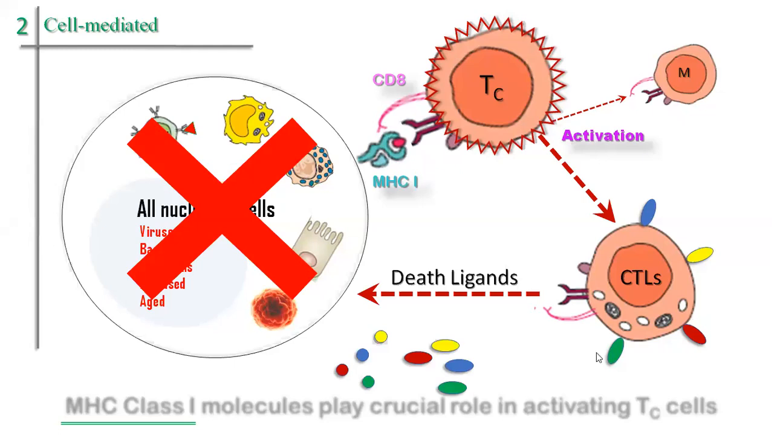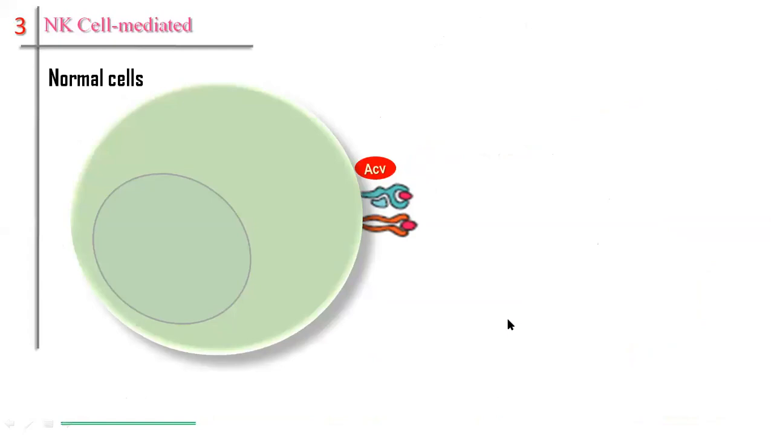But as you can see, the main important molecule mediating cell-mediated immunity is the MHC1 molecule. The MHC1 molecule plays a crucial role in activating TC cells. Earlier, the MHC class 2 molecules played a very important role in executing humoral immunity as well as other immunity. But the MHC class 1 molecule plays a very important role in bringing about cell-mediated immunity.